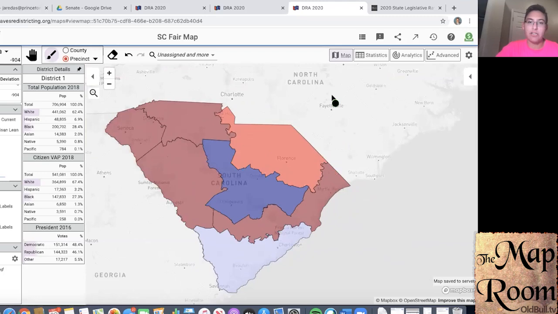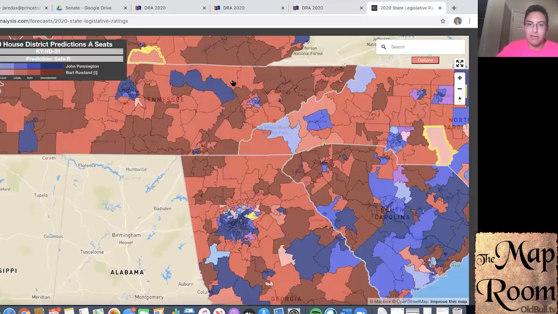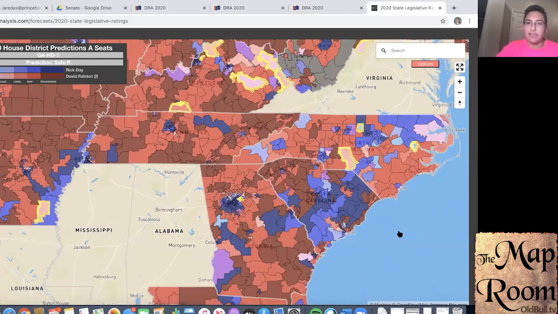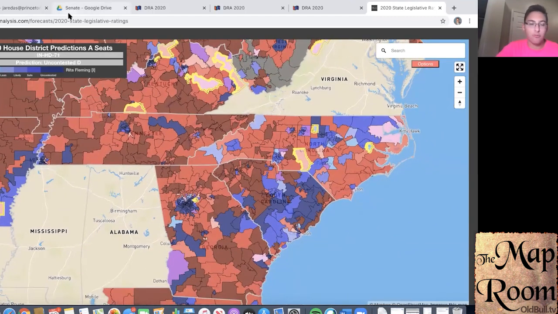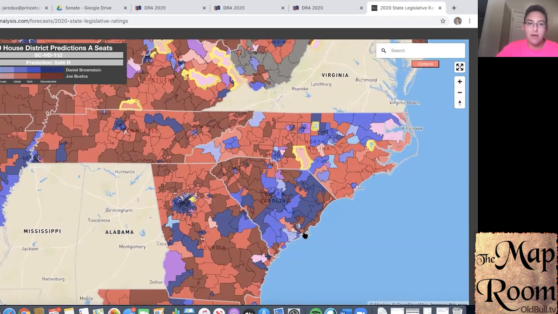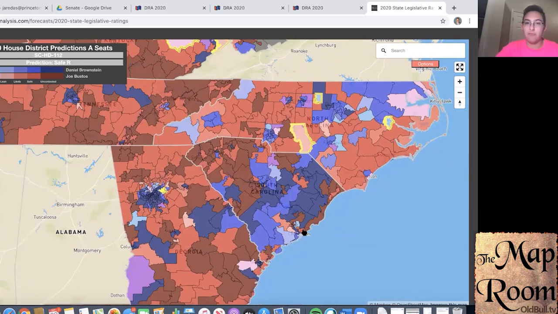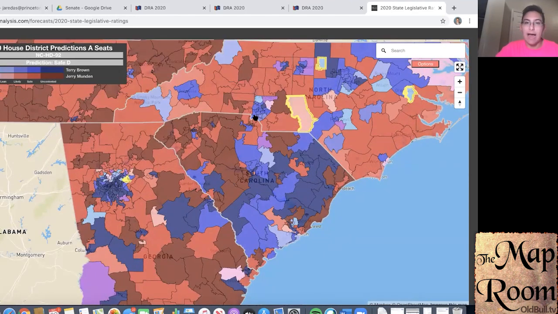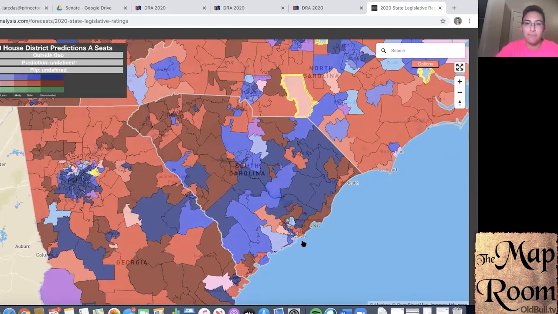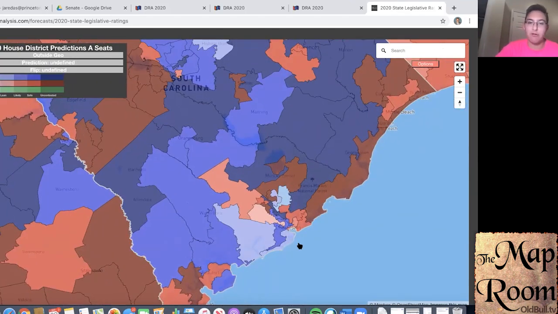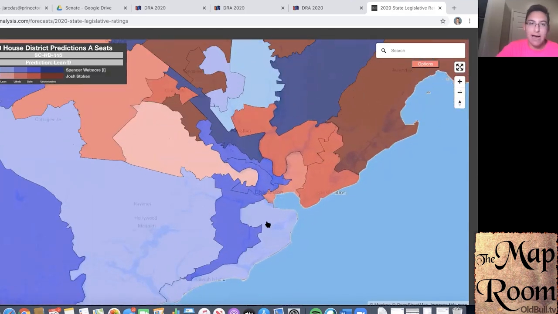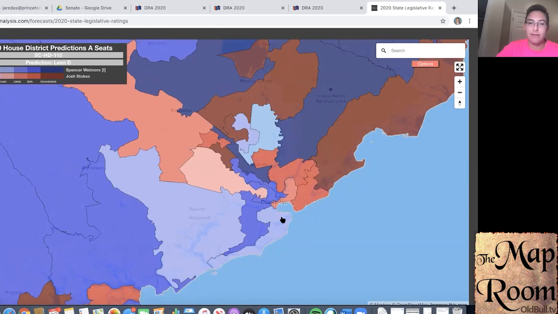The final thing I want to show you, something I do quite regularly, is on the state legislative level. This is CAnalysis, a great website, a great resource for this. What I want to show you quickly was one specific race. This is showing the House forecast for the South Carolina State House in 2020. One very specific race I wanted to quickly show you was House District 115. It actually had a special election.